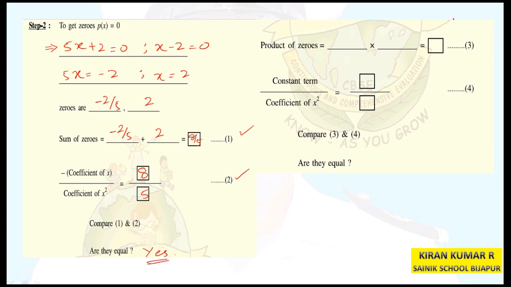Now look at the product of zeros. Minus 2 by 5 multiplied to 2. We get it as negative 4 by 5. What is the constant term in that polynomial? It was minus 4. And the coefficient of x square was 5. Now you compare this, equation 3 and 4. Are they equal? Yes, they are equal. This is how we were finding zeros of the quadratic polynomial, and we were verifying the relationship between the constant and the coefficient.